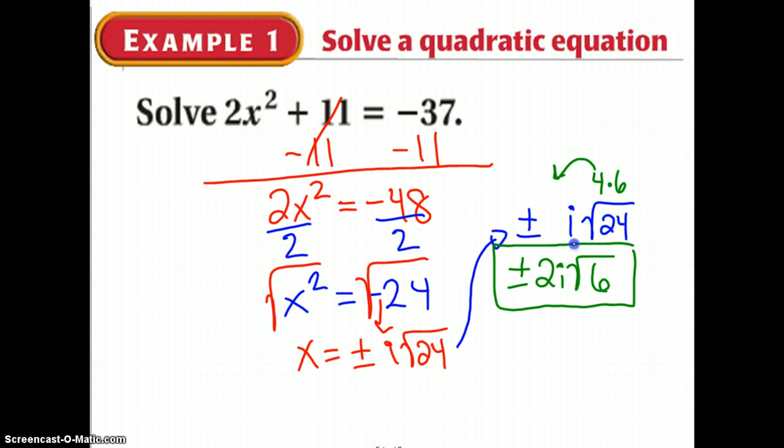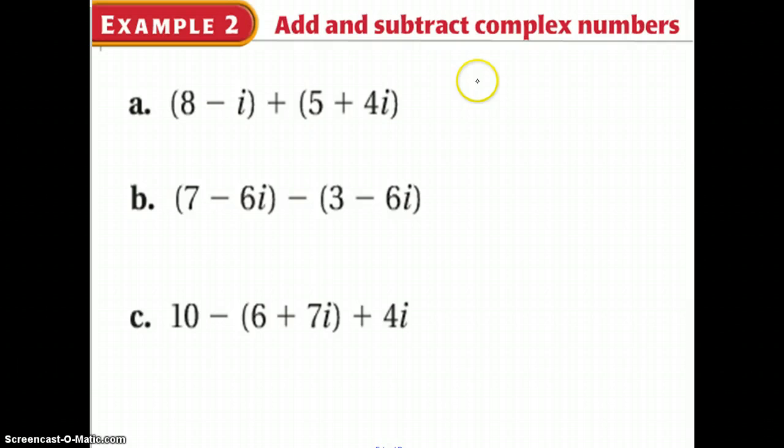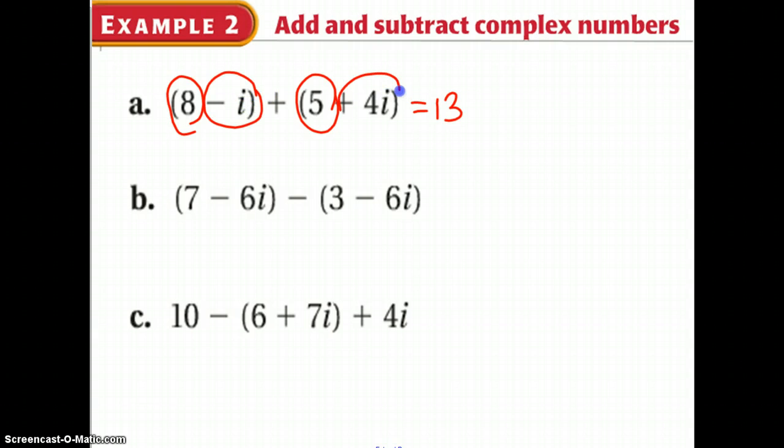So you've been dealing with complex numbers in solutions when we solve, but today we're doing regular operations: adding, subtracting, multiplying. When you add complex numbers, you treat them as if you were combining like terms. You add 8 and 5 and you get 13, and you add negative i plus 4i and you get 3i. So it's like you're adding variables. You just treat i as a variable.